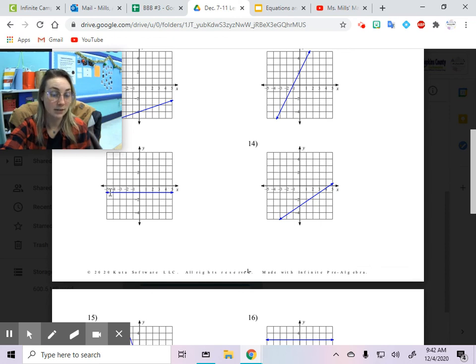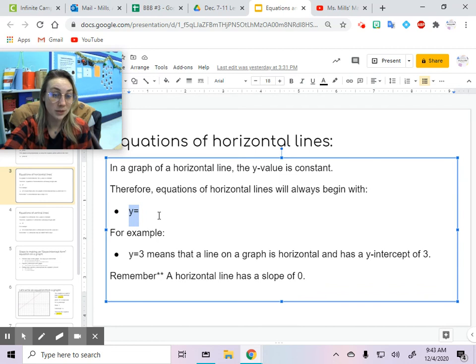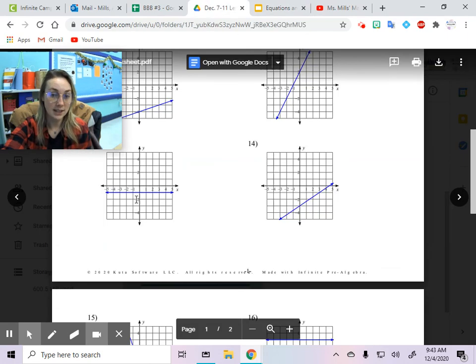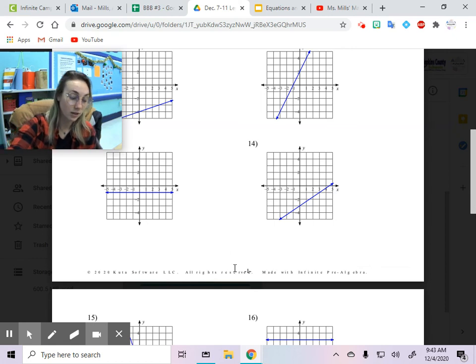It crosses at -1. And no matter what x is, if x is -4, y is still going to be -1. If x is 3 over here, y equals -1. So what the equation is going to look like is it's going to just be y equals the number that the line crosses the y-axis. So in this case, the line crosses the y-axis at -1. So our equation is going to be y equals -1.